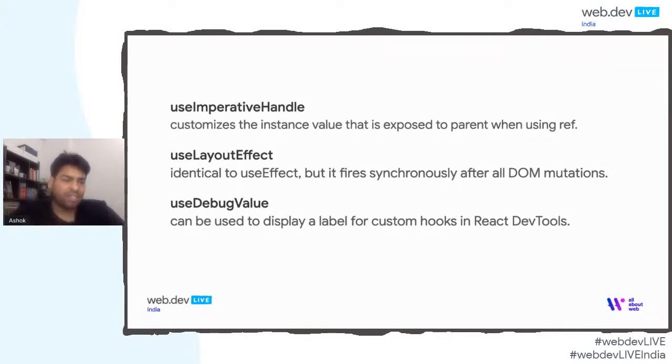And the other hook is useDebugValue, which is purely for React DevTools. So if you're using React DevTools, you can pass any custom hook or any custom value, or display a label for a hook, by using useDebugValue.